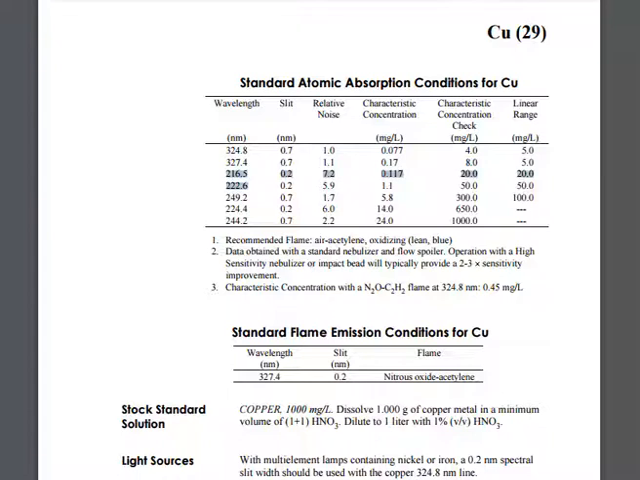However, for the tertiary wavelength, you see a big change. The tertiary wavelength is 216.5. The slit width that goes with that is a 0.2. Not only that, but the calibration check is much higher. It's at a 20. Run my 20 part per million. Make sure it meets the instrument parameter settings. If so, I'm good to go.